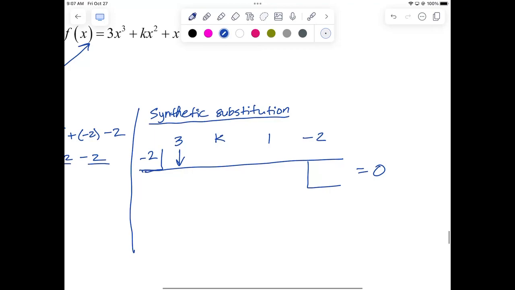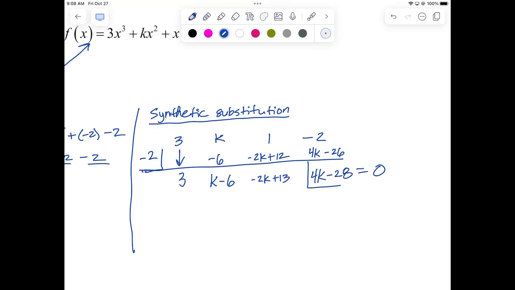Bring down the 3, and I multiply and I get -6. Now what's k minus 6? I don't know. I just write it as k minus 6. Okay, and now I multiply, which means I distribute, and I get -2k plus 12. Everyone okay with that? I just multiplied the -2 times the quantity k minus 6, and now I add like terms, and I get -2k plus 13. And then I distribute the -2 again, and I get 4k minus 26. And if I add vertically with like terms, I get 4k minus 28.